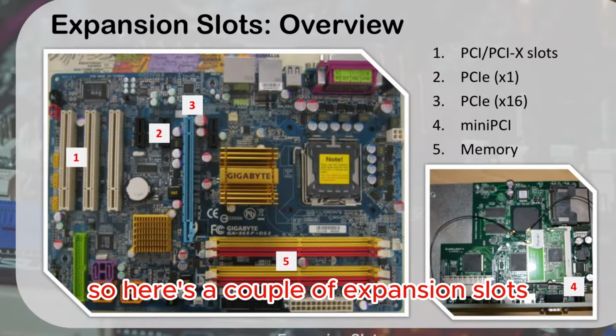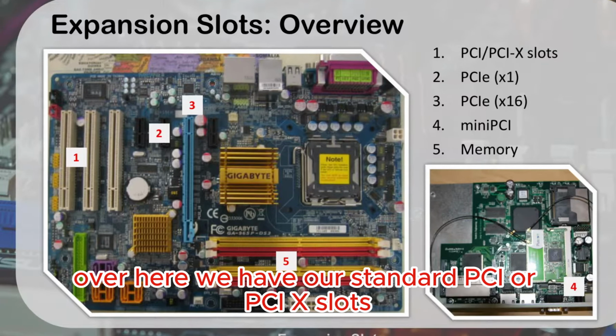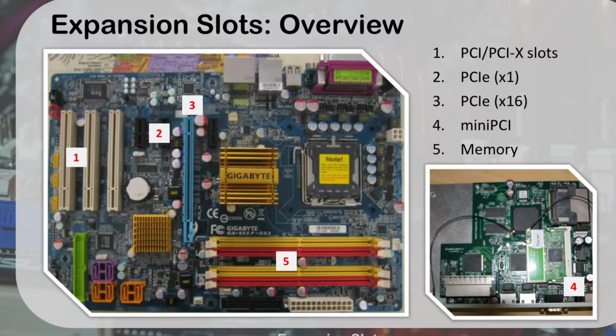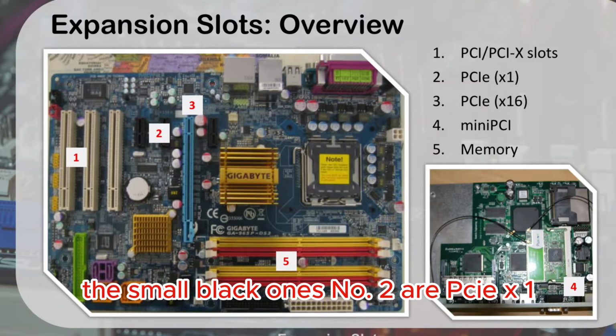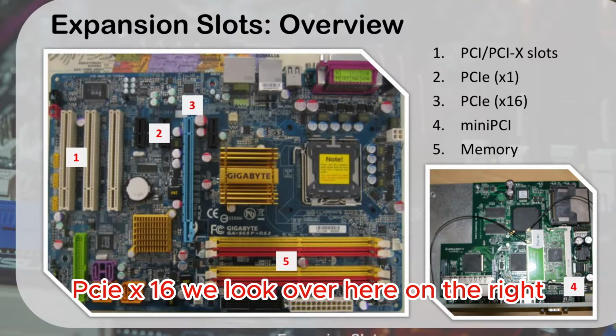So here's a couple of expansion slots. Give you a picture of them again. Over here, we have our standard PCI or PCIX slots. These small black ones, number 2, are PCIe X1. Number 3 is an X16, PCIe X16.